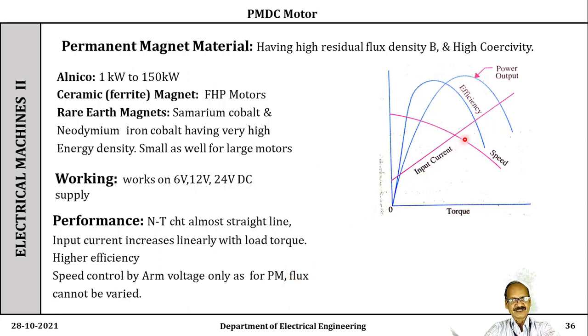Then see the input current. The input current of the motor goes on increasing as the torque increases, in a linear or straight line relation. The efficiency of such a motor is higher because of the absence of the field circuit. Then the speed control. How to obtain the speed control? Conventional motor speed can be controlled by armature voltage control and flux control. But we have a permanent magnet here, therefore the flux is constant.